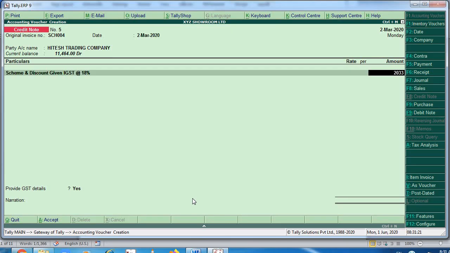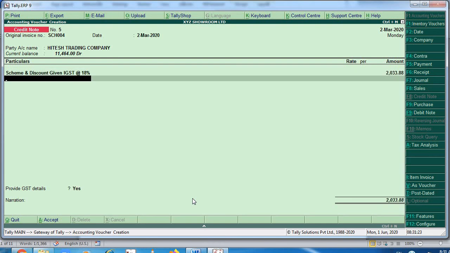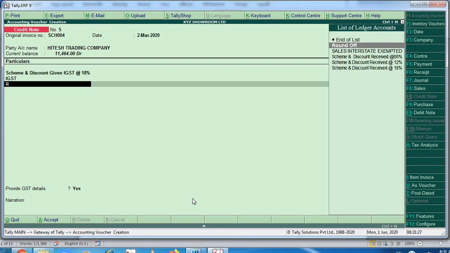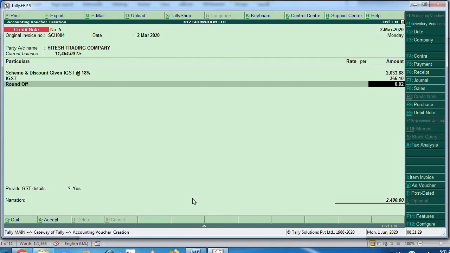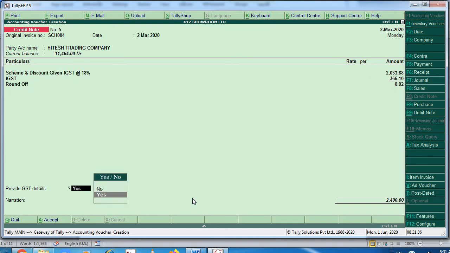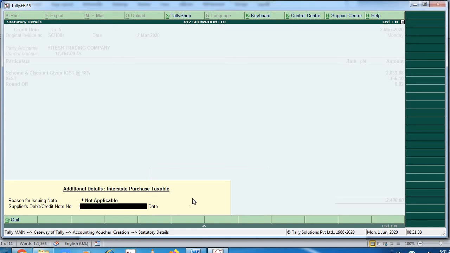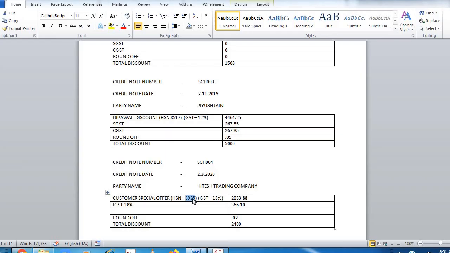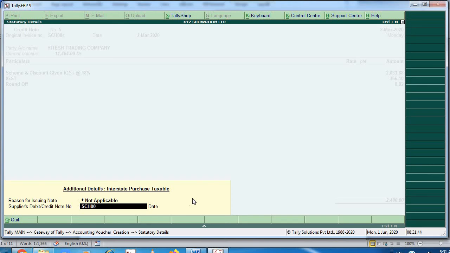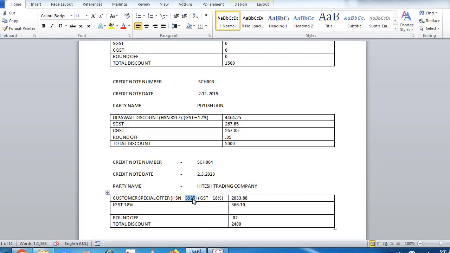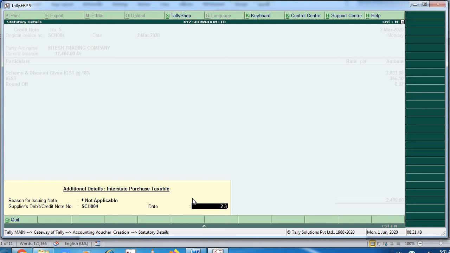Now how much is the amount? 2033.88. Enter, and IGST will come automatically. Round off. Yes, good to go. So we have done IGST taxation also at the rate 18%. Enter. Not applicable. Debit and credit note number is the same, SCH004, and the date is 2nd March 2020. Enter.